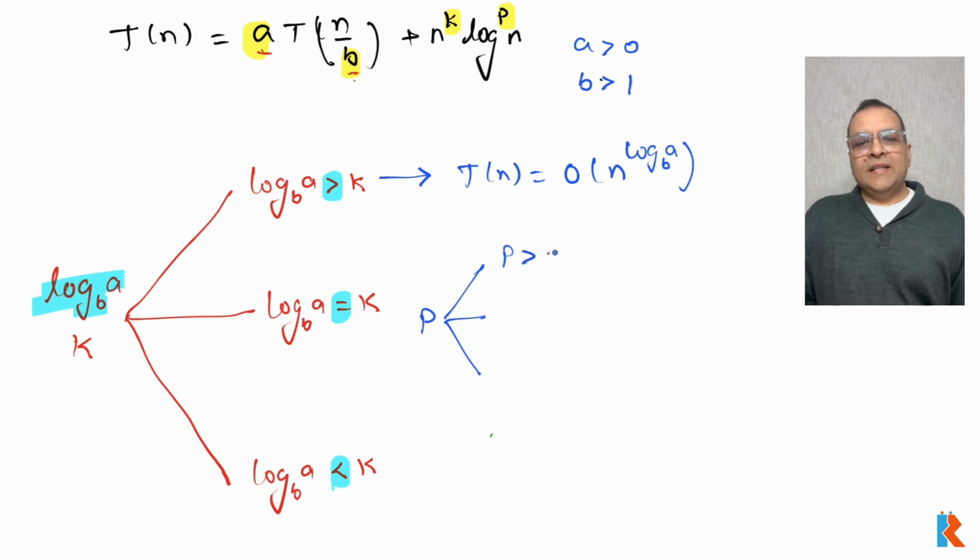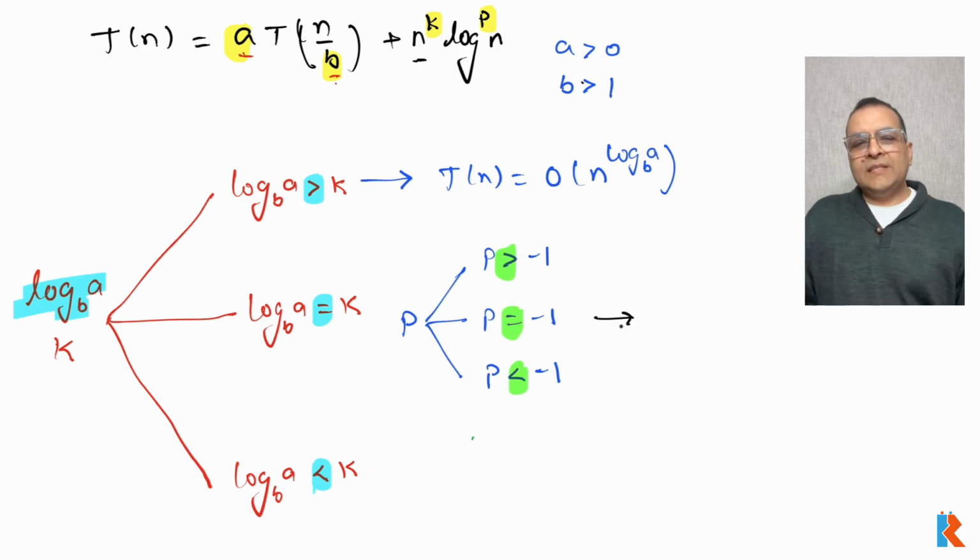Either p is greater than minus 1, or p is equal to minus 1, or p is less than minus 1. Remember, here we are comparing it with minus 1 and not with 1. So it is either greater than minus 1, or equal to minus 1, or less than minus 1. The second case represents when f(n) is a function which is having log n in the denominator. Only then p will be equal to minus 1.